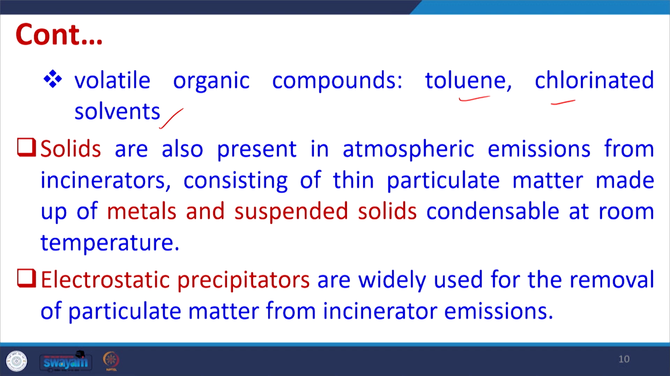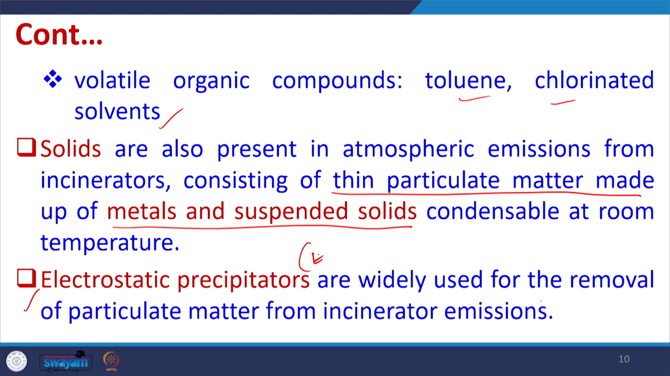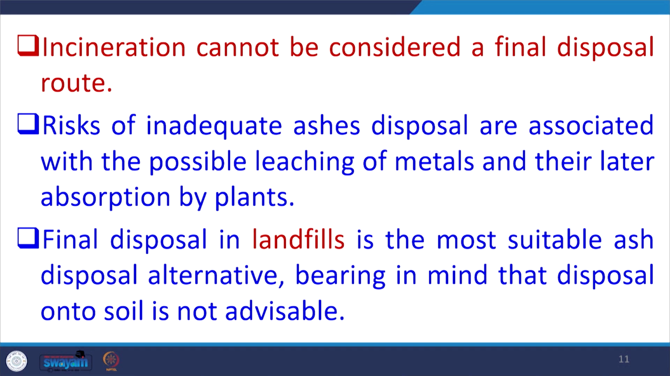Solids are also present in the atmospheric emissions from incinerators, consisting of fine particulate matter made of metals and suspended solids condensable at room temperature. It is possible that non-incinerated materials come out along with the air, so that also we have to take care of. So, we install ESPs; this is called an ESP. Electrostatic precipitators are widely used for removal of particulate matter from incinerator emissions, and thus we can take care of the particulate matter from the incineration.